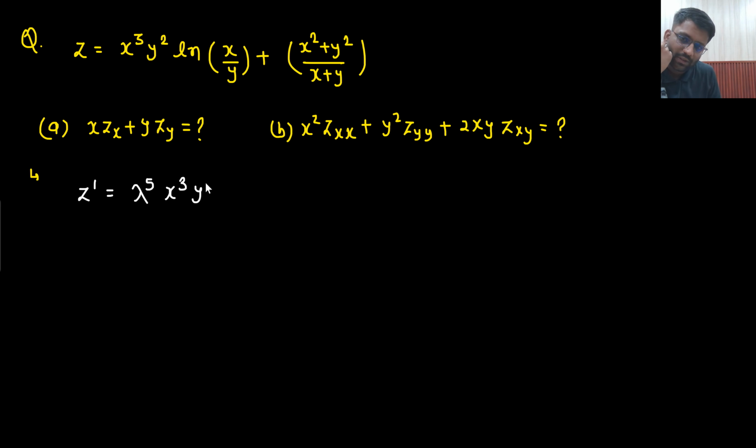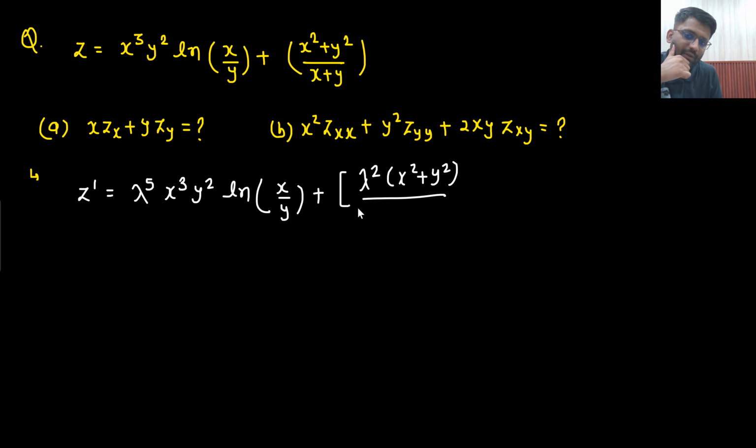X cube y square ln, here I will put lambda x divided by lambda y. Lambda will get cancelled out. Xy plus, here lambda square. What I will be getting here, basically, I will put lambda square x square plus y square divided by, here also I will put lambda x plus y, right? So I will get lambda here. So eventually the scenario that I am getting is lambda into x square plus y square upon x plus y.